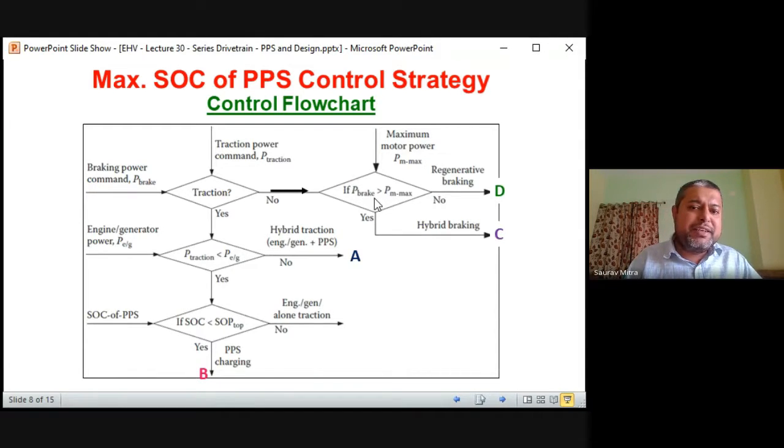So if P brake is greater than PM max, so this is the PM max input coming. PM max is coming from the vehicle. Okay, and the vehicle braking, electrical braking is also given from PPS. So PPS is generating that electrical braking only.